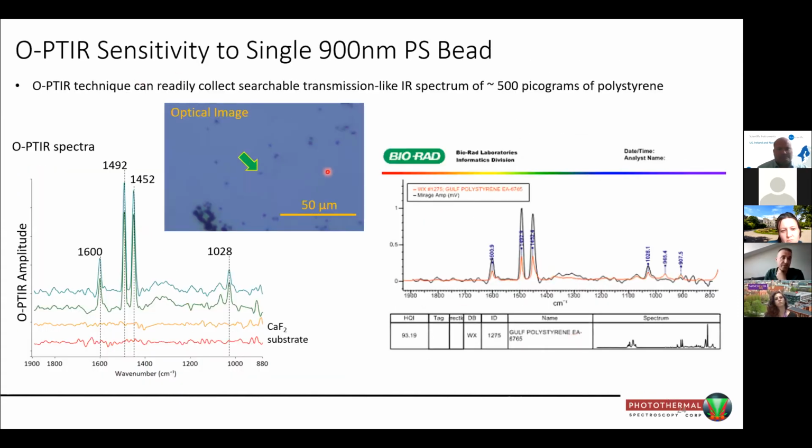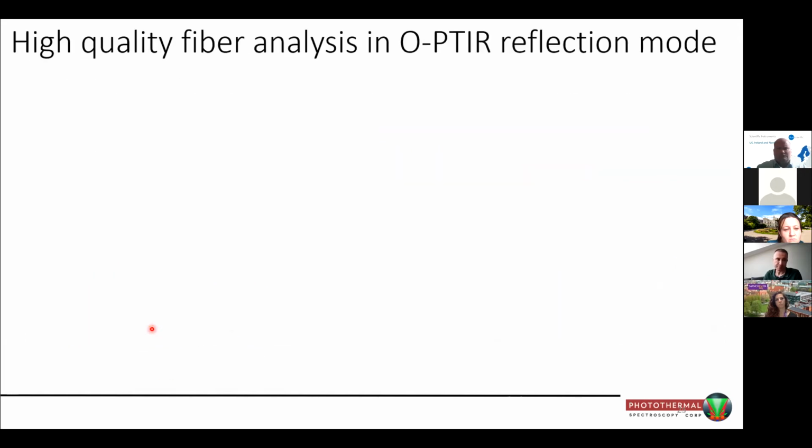Here's a nice proof of concept type of measurement. These are sort of 900 nanometer polystyrene beads, which I believe works out to be about 500 picograms, if my maths is right. We've measured on and off a polystyrene bead. Off, you get a flat baseline, which is just from the calcium fluoride, but on the beads, you get clearly polystyrene spectra. And these we're measuring here in the infrared, optically far field reflection mode.